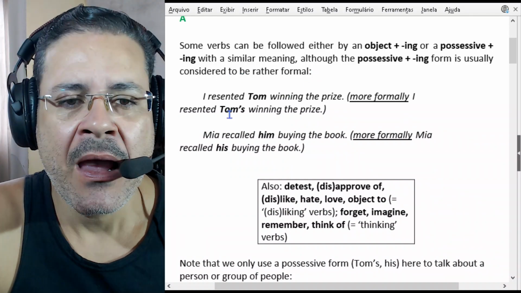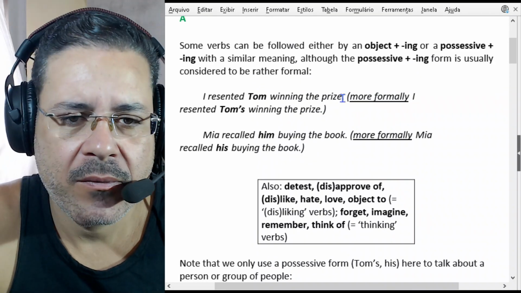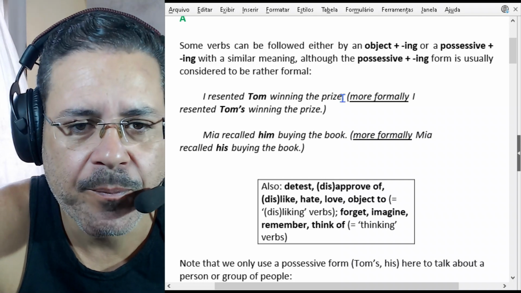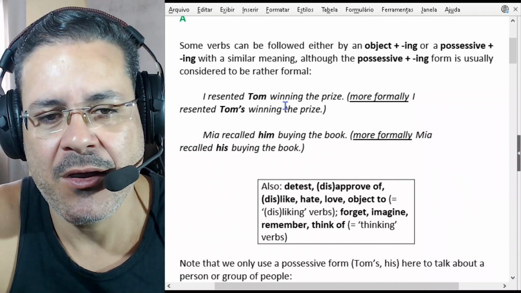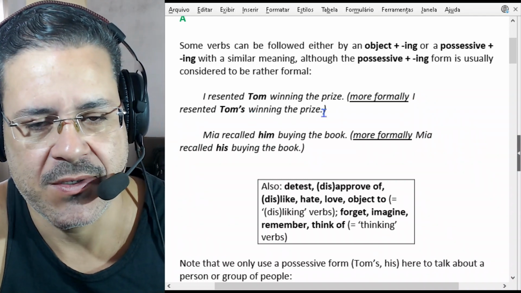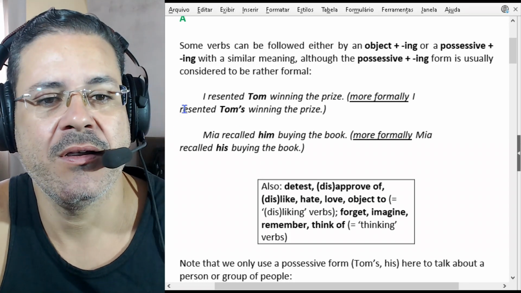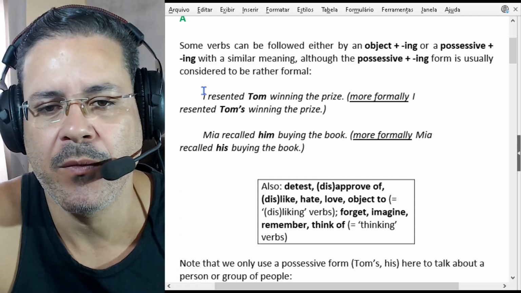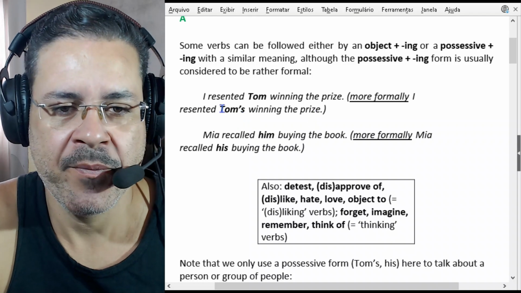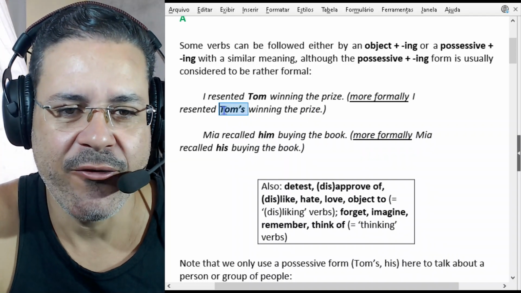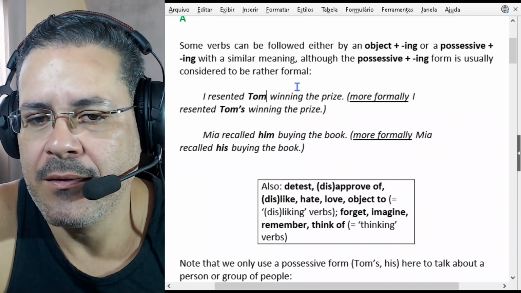For example, I resented Tom winning the prize. You resented what? I resented Tom winning the prize. More formally, it would be, I resented Tom's winning the prize. For informal spoken English, it's preferred to say, I resented Tom winning the prize, rather than I resented Tom's winning the prize. Tom's is the possessive form, which is quite formal, so we'd better say, I resented Tom winning the prize.